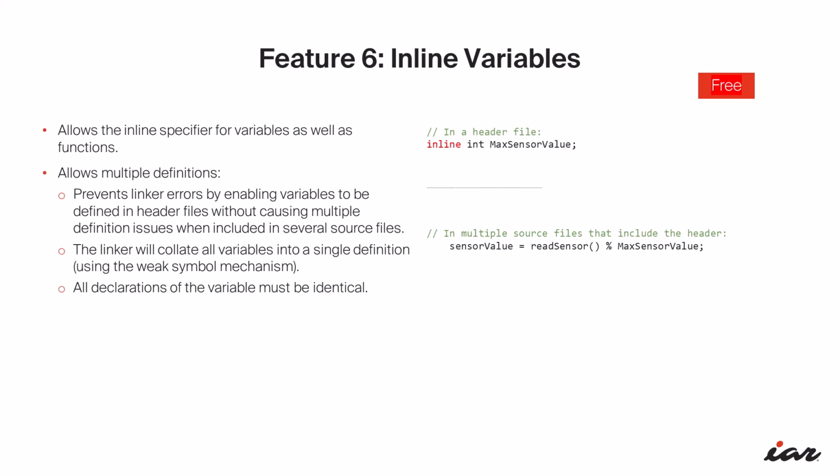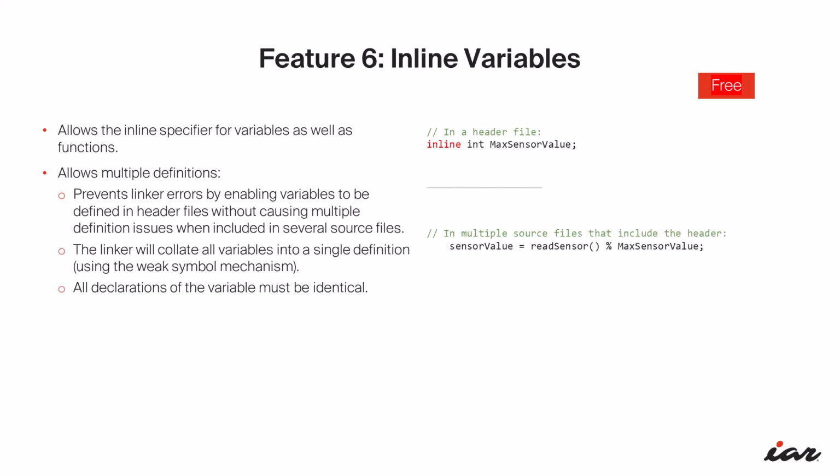Normally, when you write C++ code and C code, you use the extern declaration in a header file, and then you define the variable in the C file. So you have to specify it in two different places. With inline variables, you can reduce this to only do it in one place.